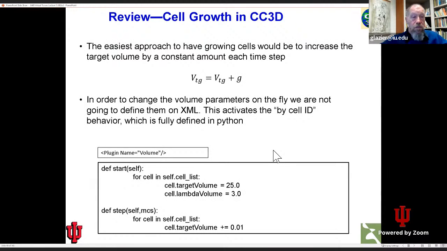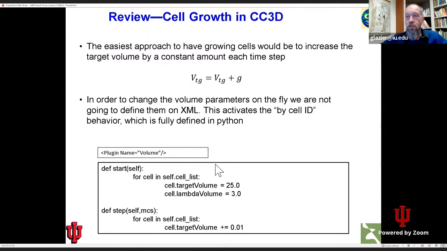So the easiest way to have a cell grow in CompuCell is using the target volume. In fact, it's the only way you can have a cell grow, because the only way we can control the volume of the cell is through the target volume. And the simplest exercise that we could do, which we did, and we'll do again, is to have the target volume of each cell increase at a constant rate in time. We can't change the volume of the cell directly because we don't know what is happening to the cell from the outside. We can only change the target volume.